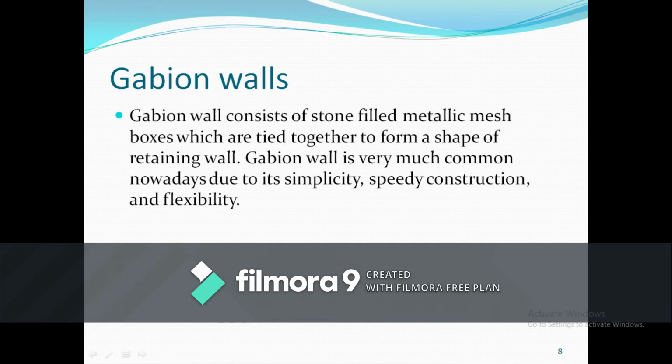So the next topic, the most interesting topic or the most commonly used topic, is gabion walls. What are these gabion walls? The gabion walls consist of stone-filled metallic mesh boxes which are tied together to form the shape of a retaining wall. So what is a gabion wall? It is nothing but stone-filled metallic mesh boxes. These are tied together in the shape of a retaining wall.